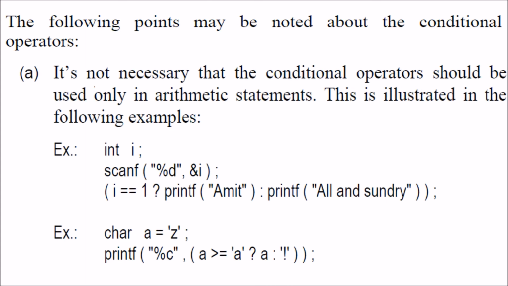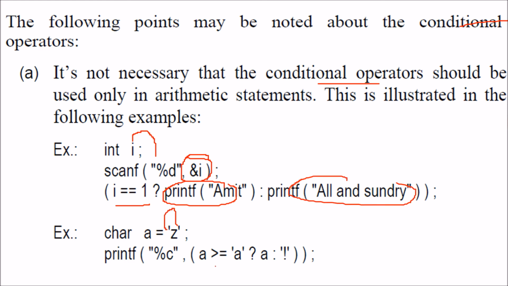There are certain points you need to understand. It is not always necessary that the conditional operator be used only in an arithmetic statement. You can also have printf or any operation which is possible as a statement. So we have int i, scanf, you are inputting some i. If i equal to 1, you print Amit, otherwise you print all and sundry. You can also put this ternary operator inside a printf. So now, inside the printf, if A is greater than this, A will be printed, otherwise an exclamation mark will be printed.